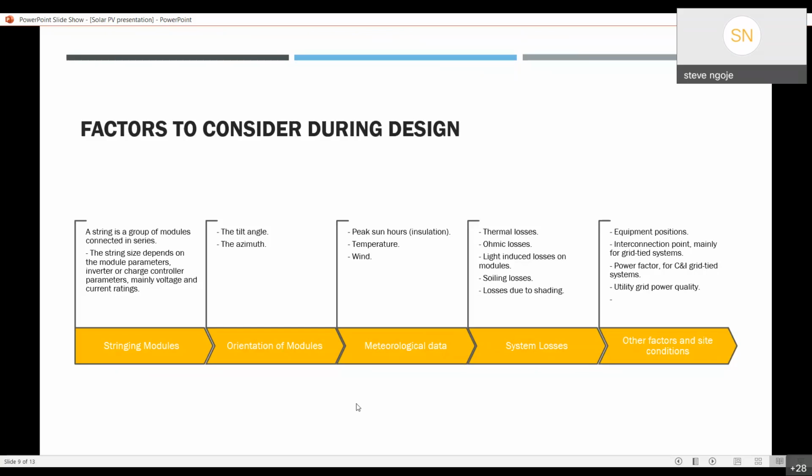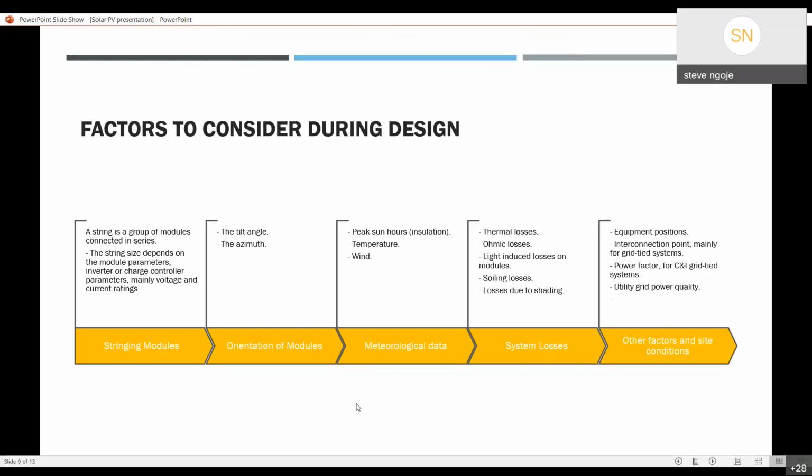So a string is a group of modules connected in series, as I've stated there. Again, the string size depends on the module parameters. That is mostly the VOC and the ISC of the modules, and the inverter or charge controller parameters. Again, these are also the maximum and minimum operating voltages and currents of inverters and charge controllers.